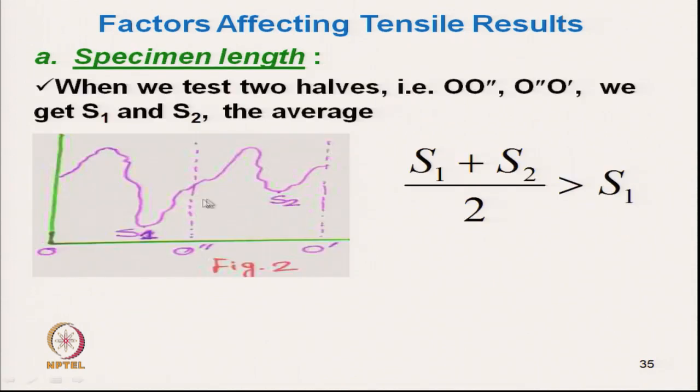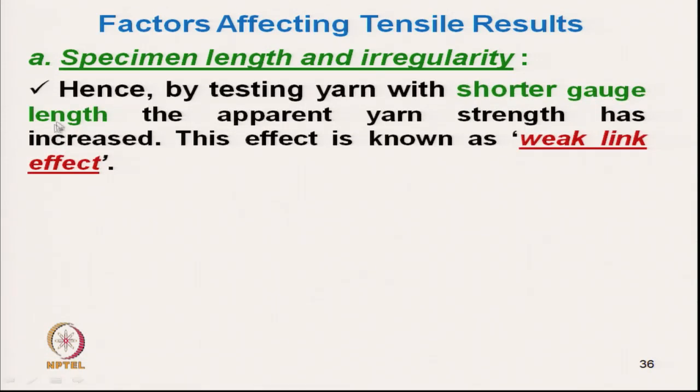Now, specimen length and irregularity. If the yarn has higher irregularity, in that case the difference of S 1 and S 2 will be more. If the irregularity is less, in that case S 1 and S 2 will be very close, that means the effect of the specimen length will be less. So, hence by testing yarn with shorter length, the apparent yarn strength has increased.